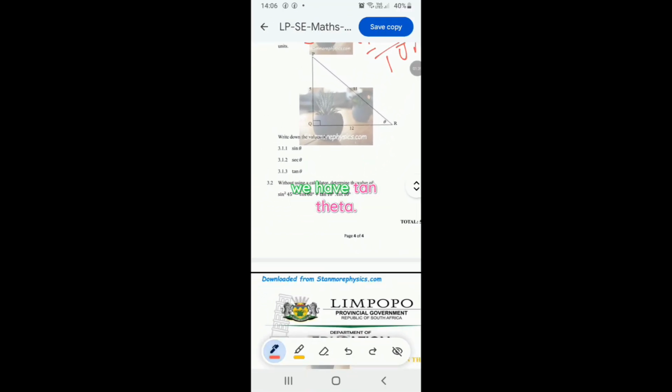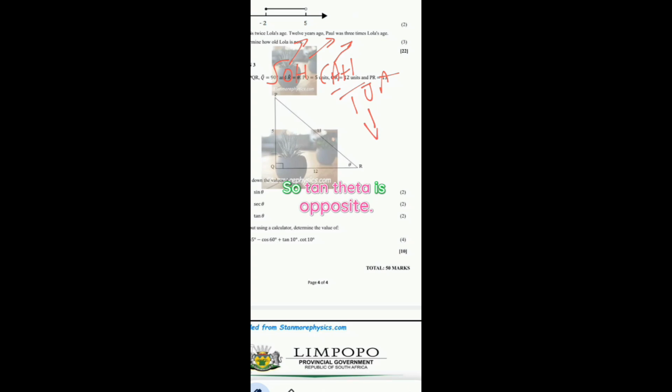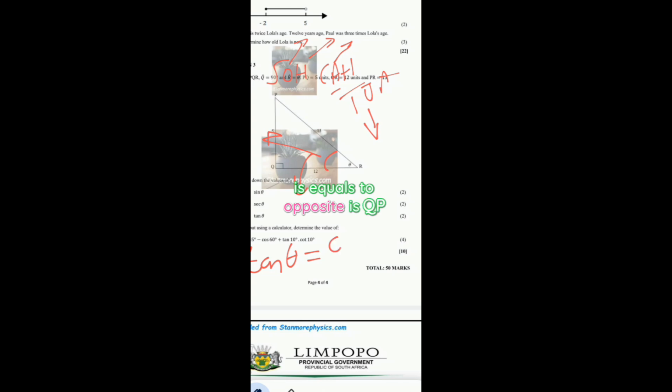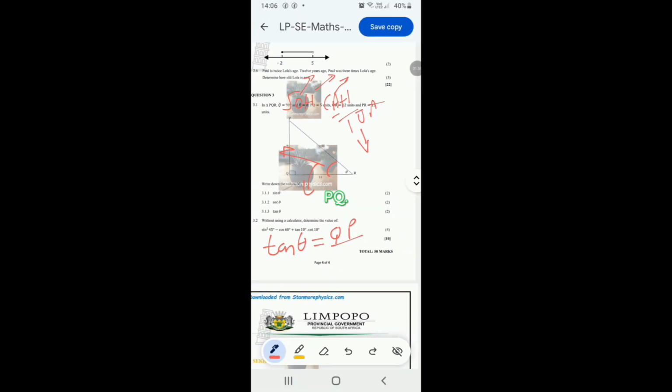Without using a calculator, we have tan theta. Tan theta is opposite over adjacent. So this is theta, that's opposite, and this is adjacent. Tan theta is equal to opposite, QP or PQ, over adjacent, QR. So our answer is 5 over 12.